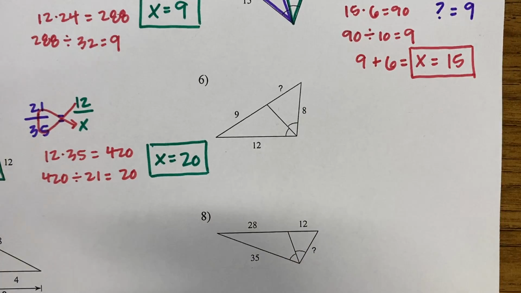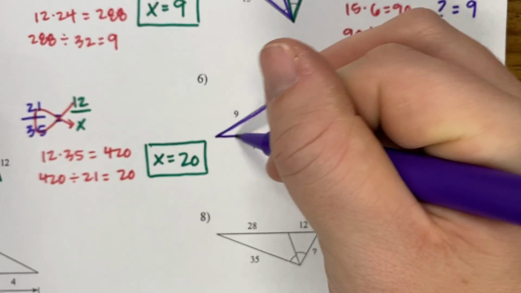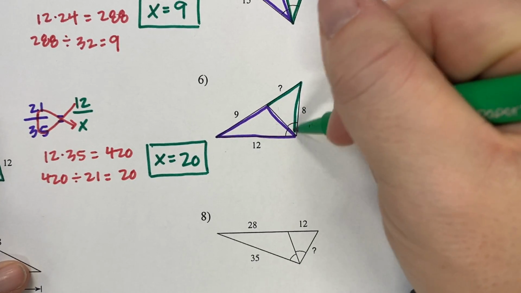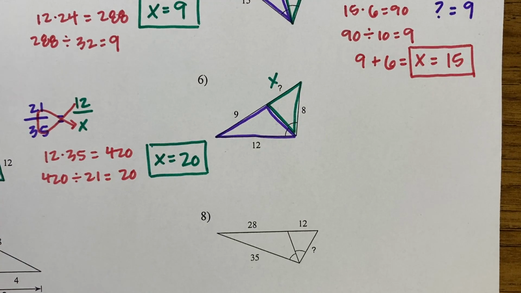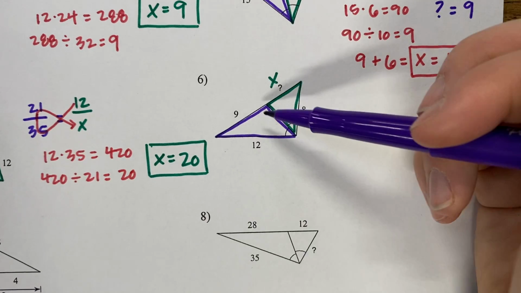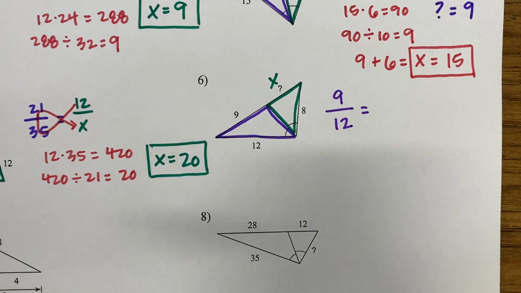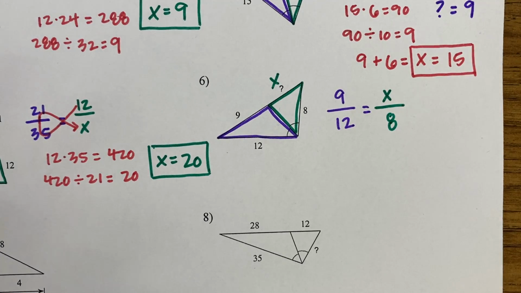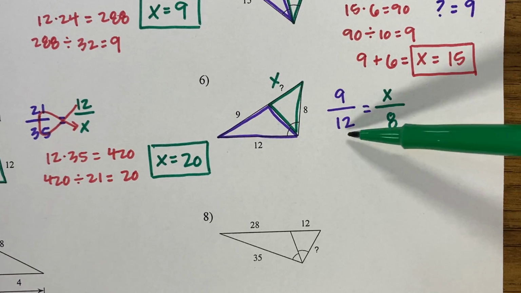Okay, so number 6. Again, we're just looking for one of the missing sides of the triangles. Okay, so again, split it into two triangles. There we go. And we're looking for that side on our green triangle. So now just set up your proportions. Now I'm going to go top over bottom. So 9 over 12. And it's equal to, set up the same way on my green. That's the biggest key. Top over bottom. X over 8. Okay, so it has to be the same pattern. Top over bottom, top over bottom. 9 over 12, x over 8.